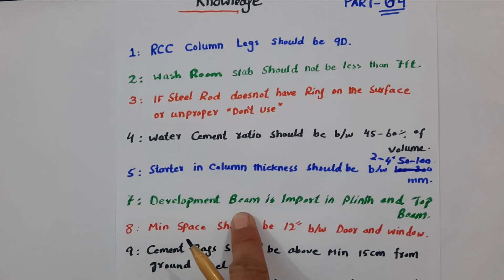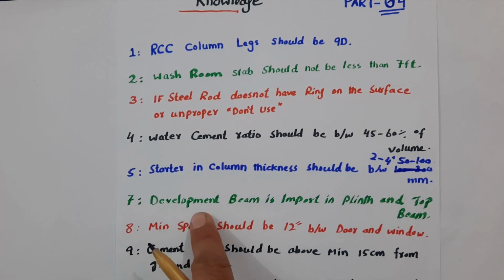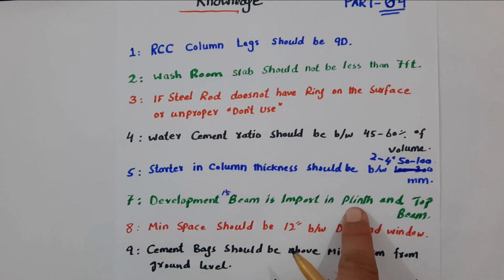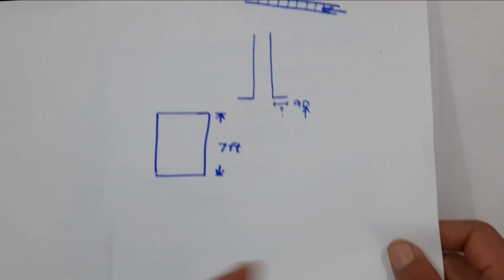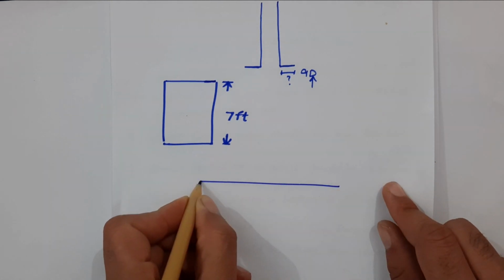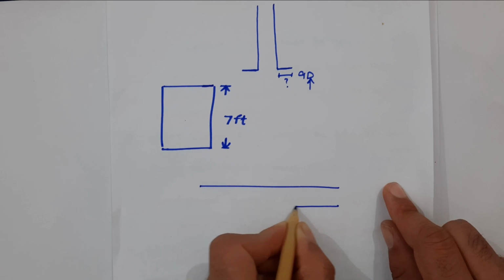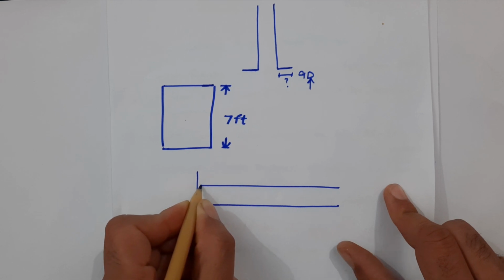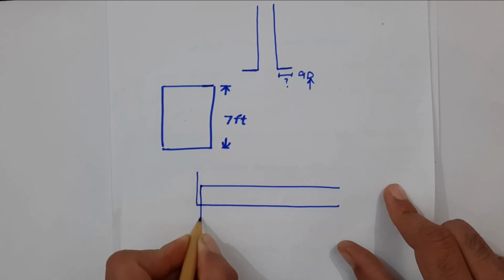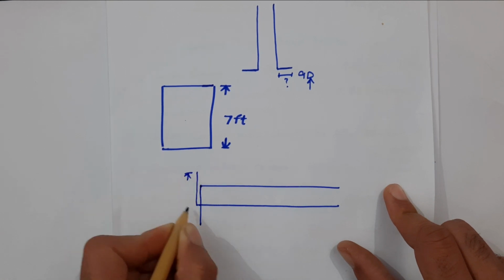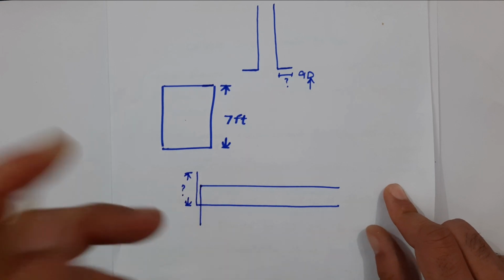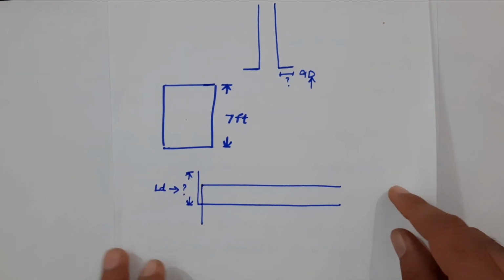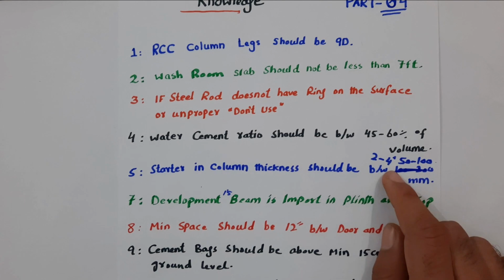Seventh, development length in beam. Okay, development length in beam is very important, especially in plinth beam and also in top beam. What is the development length? Development length means, this is a beam, top rods, and this is the bottom rod. So the bottom rod should be going to the upward side, and the top bars should be going to the downward side. So this is development length, which is denoted by LD. This is important especially for top beam and also for bottom beam.